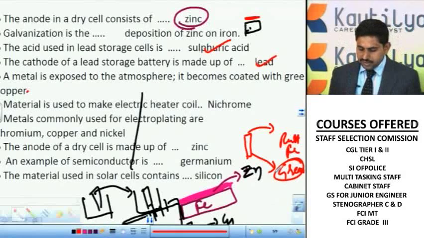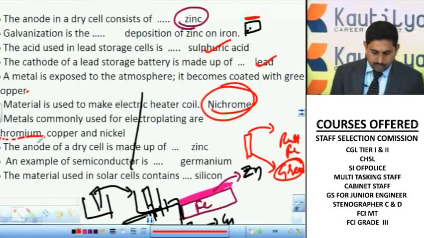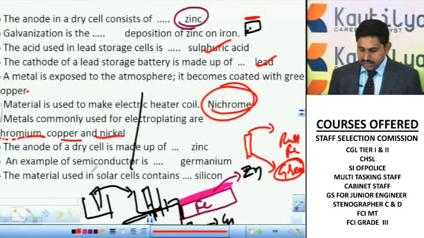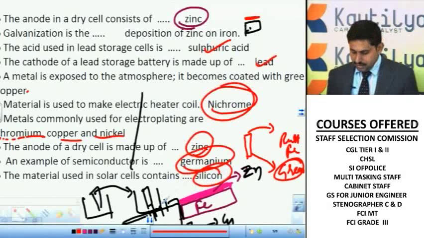The material used in the electric heating is nichrome wire. This should be remembered. The metals used in electroplating, I told you, are chromium, copper, nickel. And the anode in the dry cell, already repeated, is zinc. In the semiconductor, we are using germanium. The solar cell consists of silicon cells.